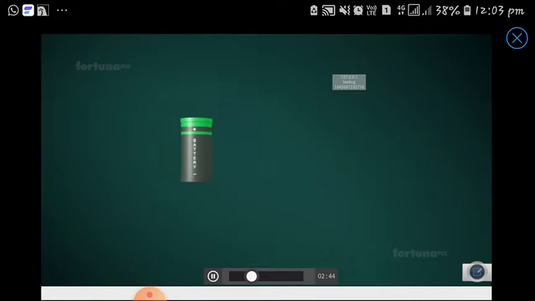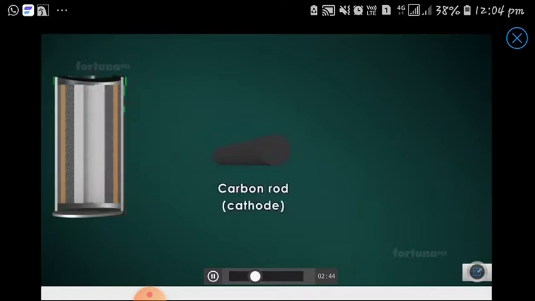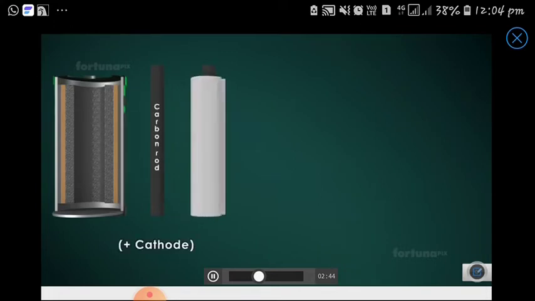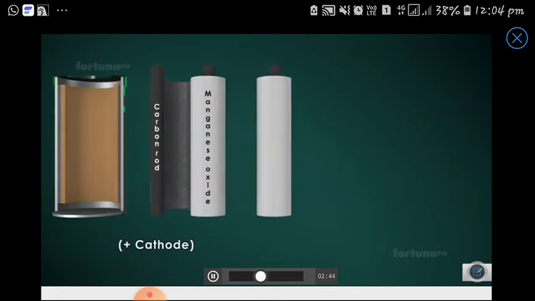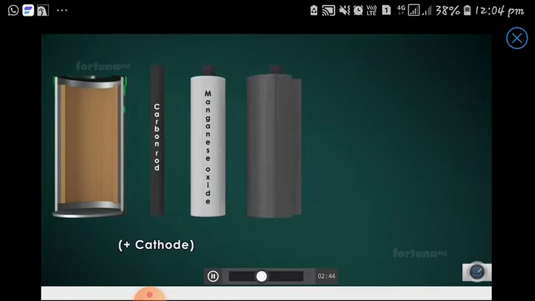Let's take a look at the insides of a standard dry cell so that we will understand how it works. A typical battery is made of a carbon rod that acts as a cathode, the positive electrode at which a reduction reaction occurs. Around the cathode is powdered manganese oxide. Surrounding the manganese oxide is a moist paste of ammonium chloride. This paste will act as an electrolyte.